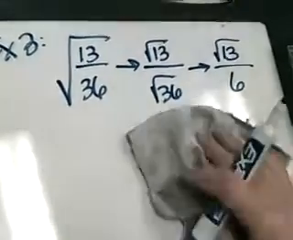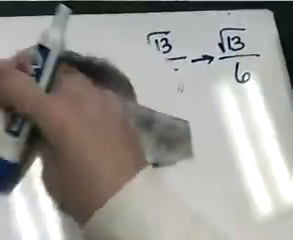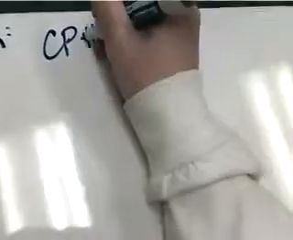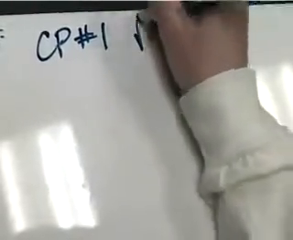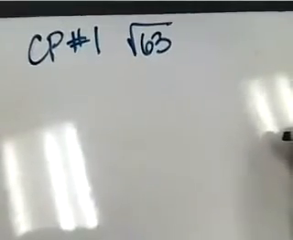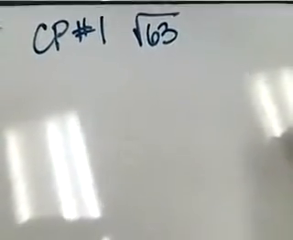Okay? Now, let's keep going on checkpoint. Checkpoint number 1 gives us the square root of 63. Okay, I'm going to use tree method on this one.